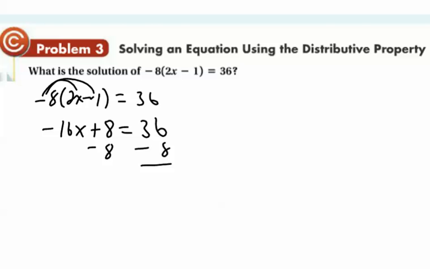36 take away 8 is 28. So I have negative 16x equals 28. And so then I'm going to divide both sides by negative 16. So I got 28 over negative 16. But I am going to reduce that to an improper fraction of negative 7/4.